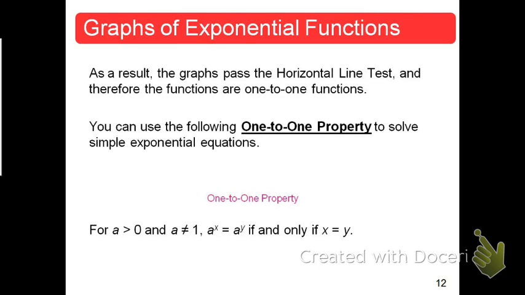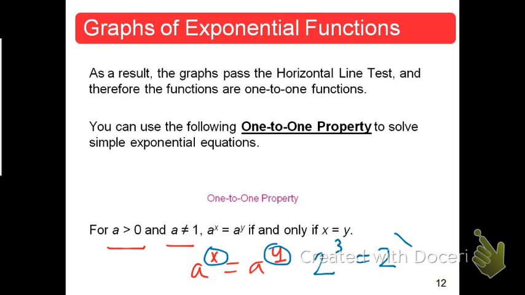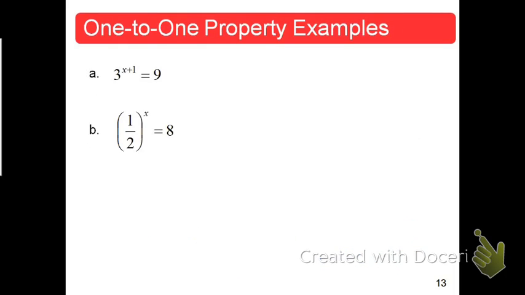So our one-to-one property says that, of course, a is greater than 0, a not equal to 1. If I have a to the x is equal to a to the y, this is true if and only if x is equal to y, which would make sense. If I have 2 to the 3 is equal to 2 to the x, then that would mean that this x must equal 3 for these values to be the same. So let's look at a couple examples.